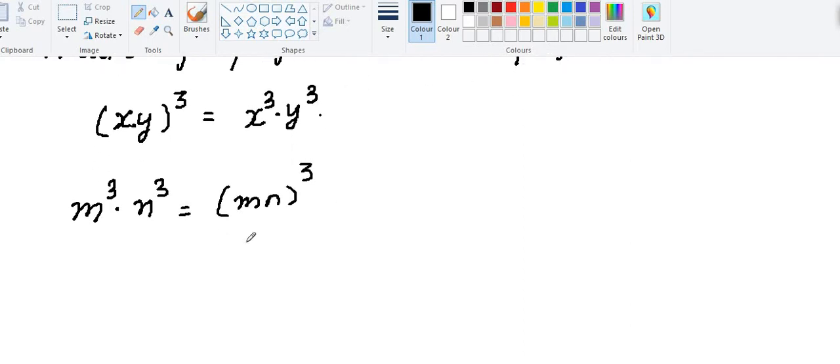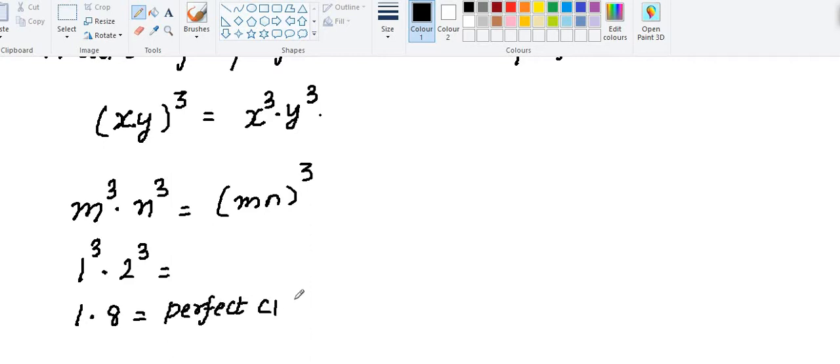For example, if I say 1 cube into 2 cube, 1 cube is 1, 2 cube is 8. So the answer is 8, that is 2 into 1 whole cube, which is a perfect cube. सो ये कह रहा है अगर दो क्यूब्स मल्टीप्लाई होंगे तो आंसर भी एक परफेक्ट क्यूब आएगा.